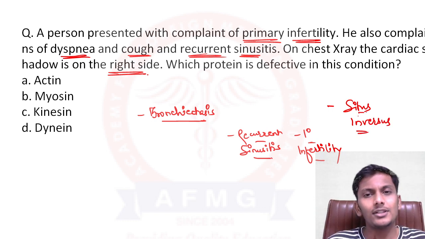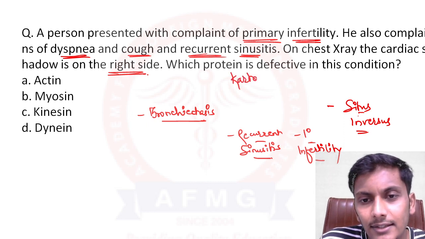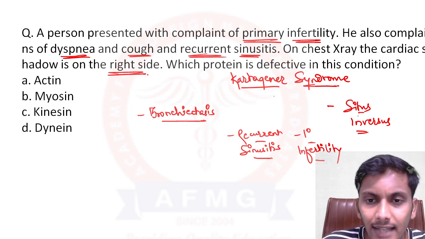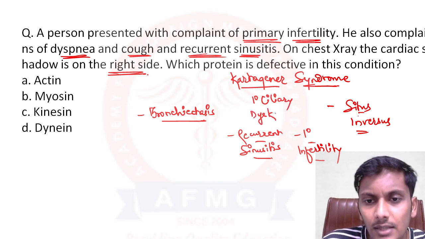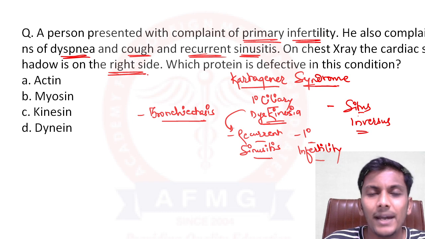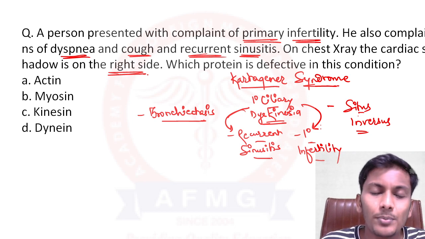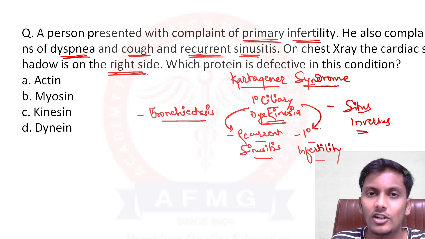So what is this picture suggestive of? Please remember this picture, these four features are likely suggestive of Kartagener syndrome. And what happens in Kartagener syndrome? There is bronchiectasis, there is primary ciliary dyskinesia, okay. Some protein is defective, and this defective protein causes immotile cilia, which leads to impaired clearance of the sinuses, leading to recurrent sinusitis, and also to immotile sperms, leading to primary infertility. Along with situs inversus, this is the characteristic picture of Kartagener syndrome.